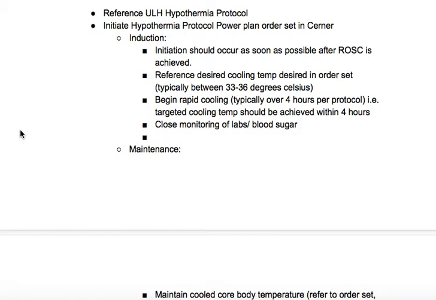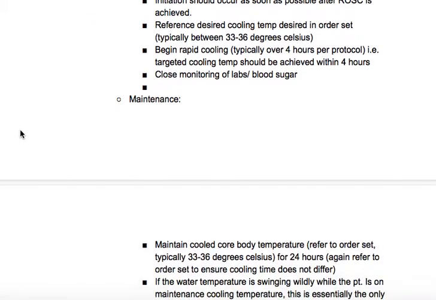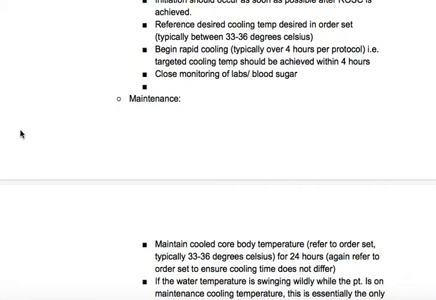So initiating the patient. Initiation should occur as soon as possible after we obtain ROSC. And typically the cooling temperature fluctuates between 33 and 36 degrees Celsius. Look at the order set because they can change that. But per our protocol in Cerner, that's the range that they have listed. You want to rapidly cool the patient when you initiate. So typically within the first 4 hours of the protocol, the patient should be cooled to the target temperature.